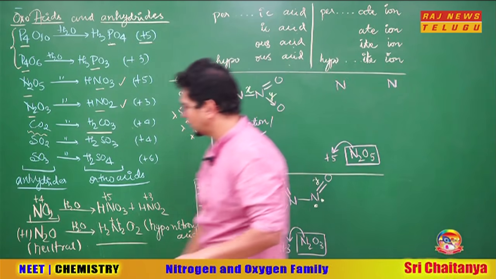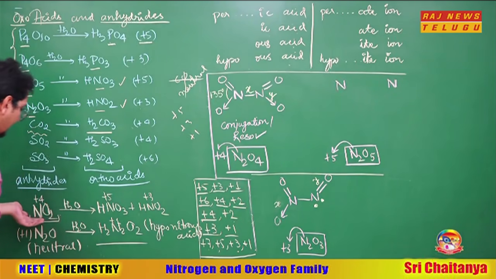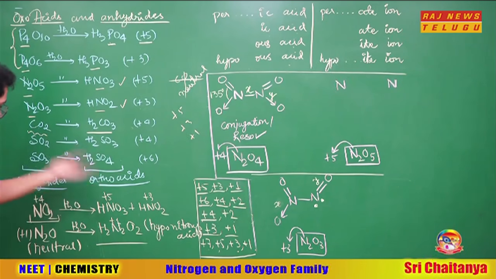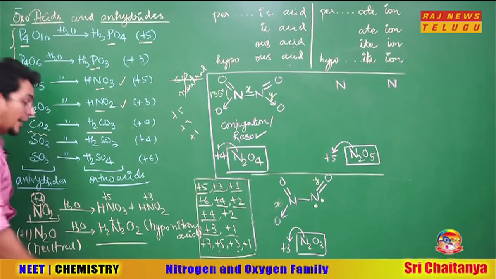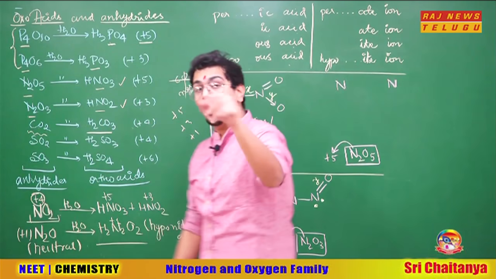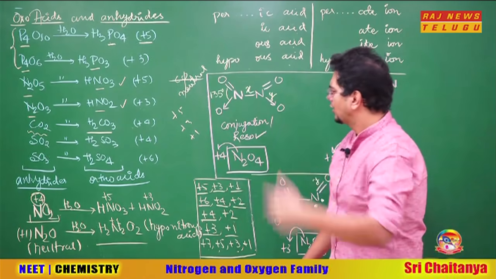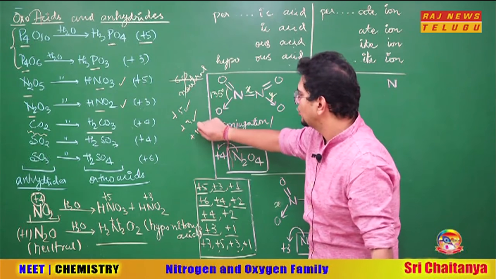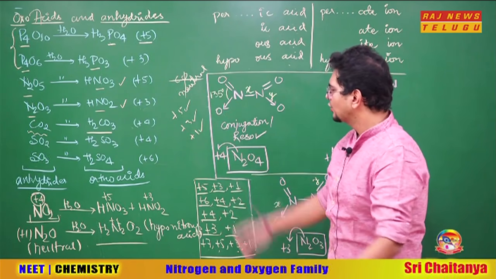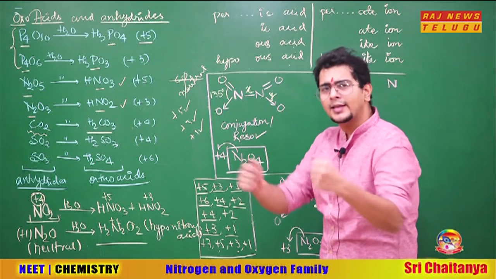See the logic here now. So what happens here? This NO2 goes in water, and what happens? Nitrogen is in +4. So is there any oxy acid of nitrogen in +4? No sir, we know HNO3, we know HNO2, we know H2N2O2. So there is no oxy acid of nitrogen in +4.